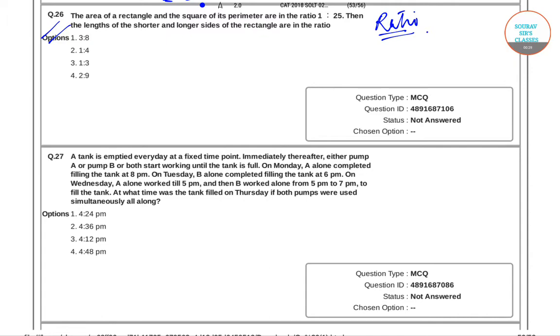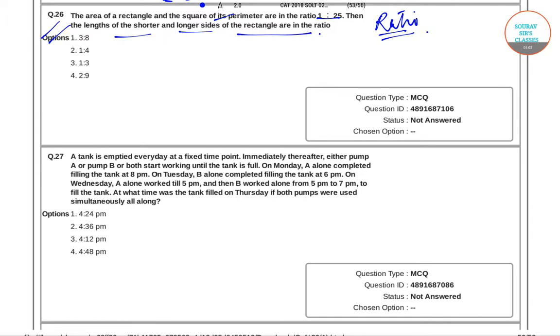So this question is that we have only a rectangle, and when we take the ratio of the area of the rectangle to the square of its perimeter, that ratio is equal to 1:25. Now in that case we need to find out the length of the shorter and longer sides in the rectangle.